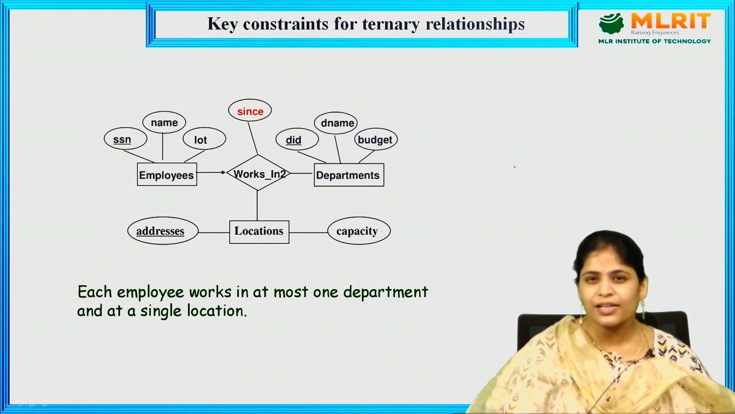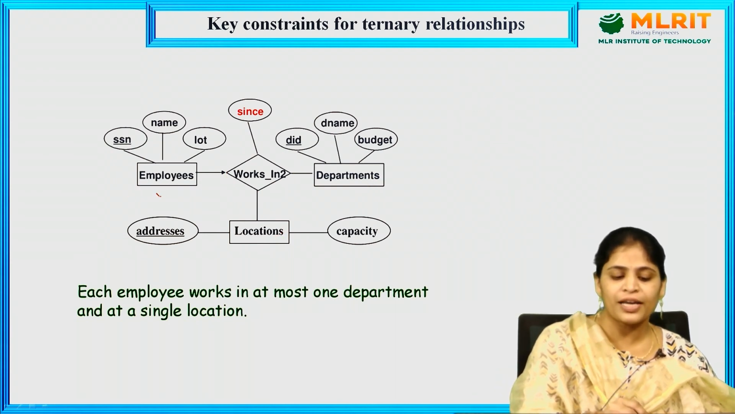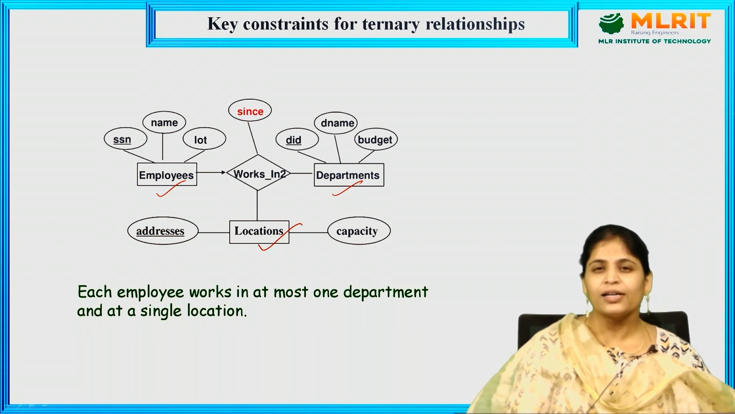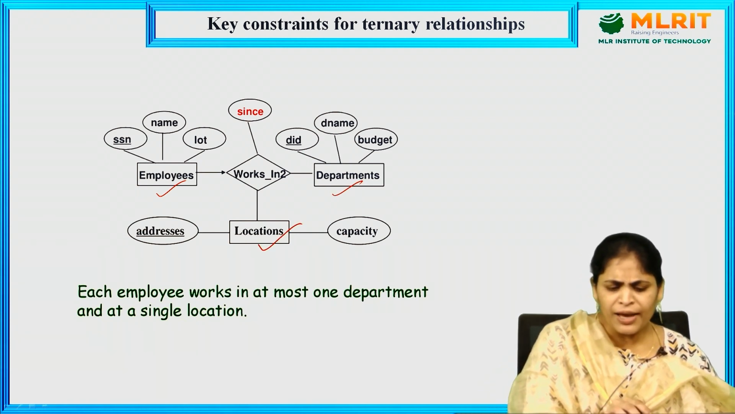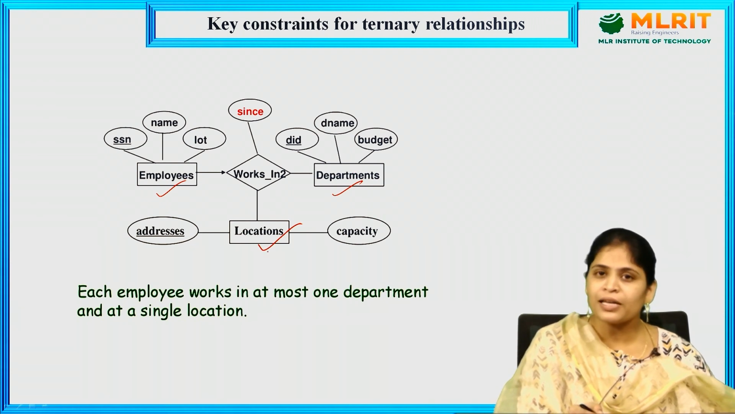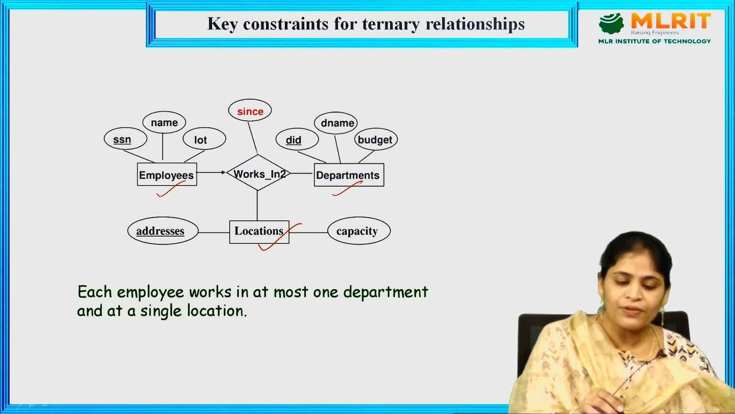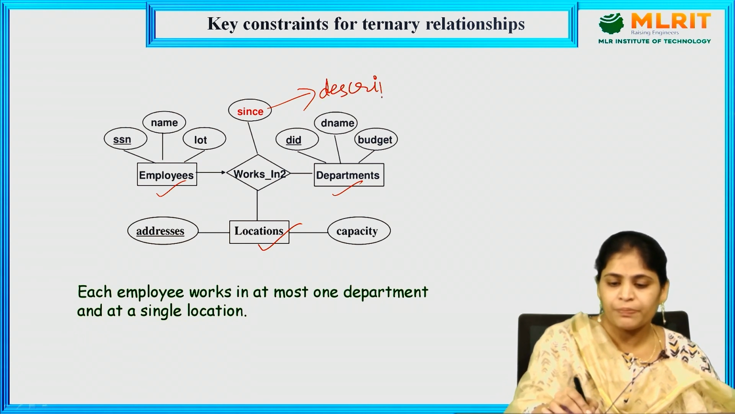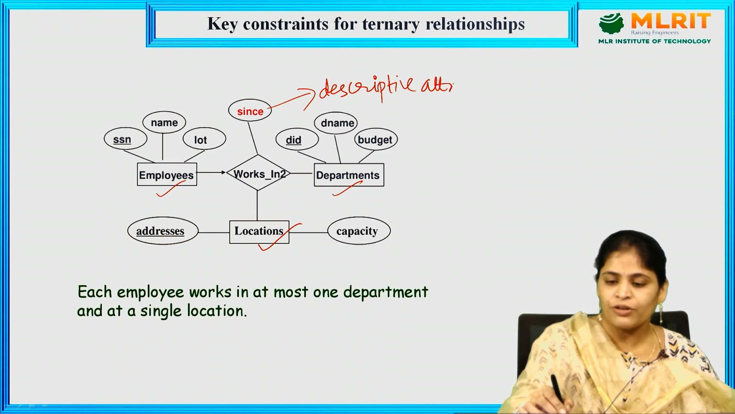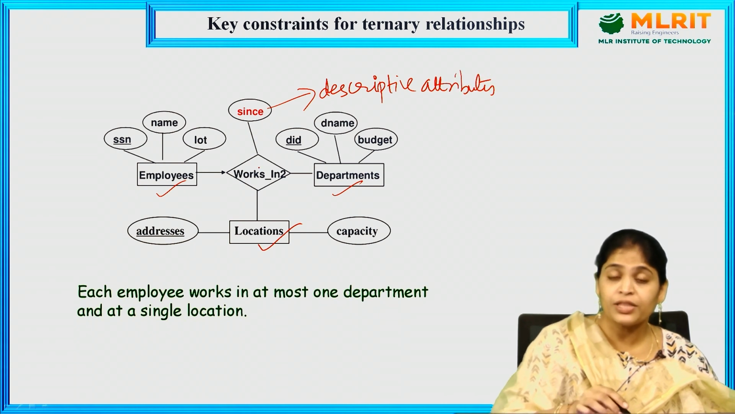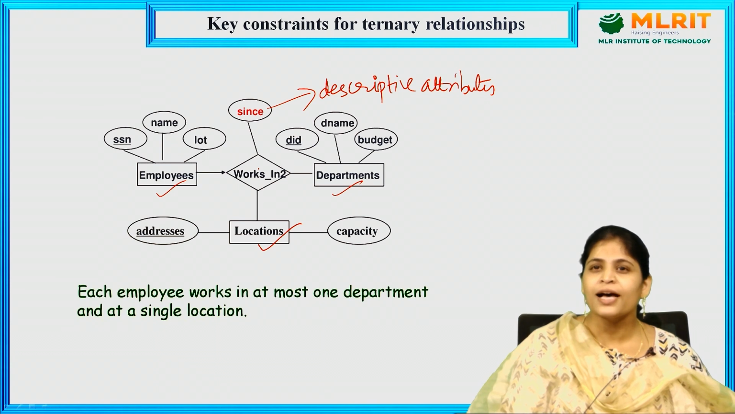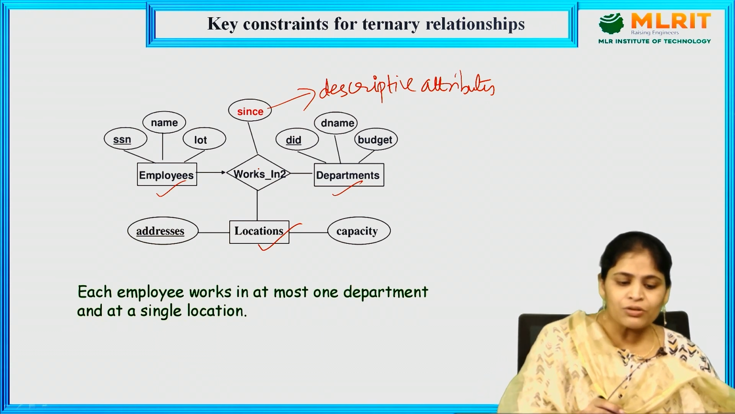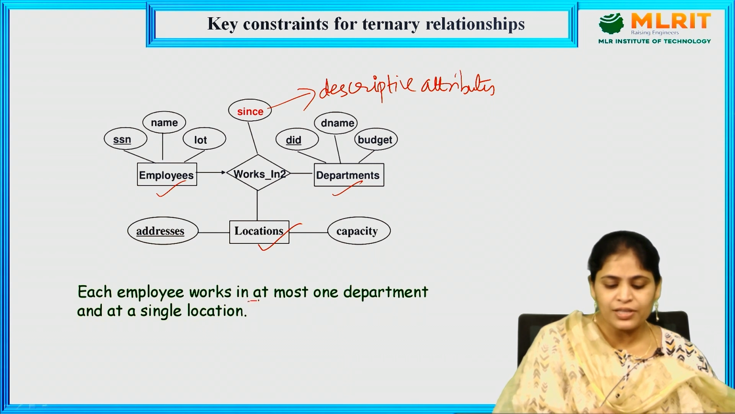Next, what is a ternary relationship? If a relationship contains three entities, then it is called a ternary relationship. So, here employee works in departments in some particular locations. Here we have another attribute, that is what we call since. This attribute is called a descriptive attribute. If the attributes are connected with the relationship, then those attributes are called descriptive attributes. Here each employee works in at most one department and at a single location.